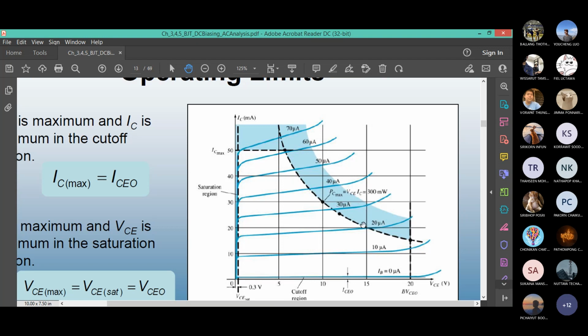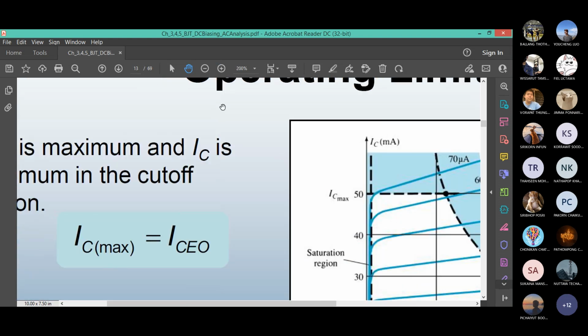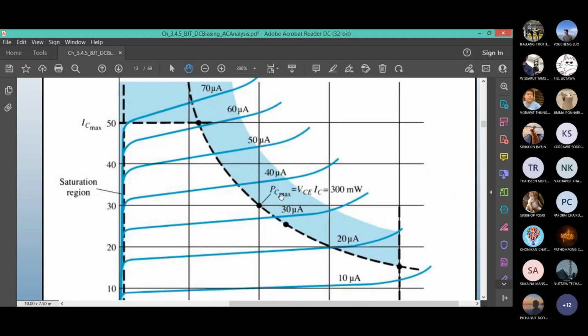The blue lines are different corresponding base current levels, but when you see the shaded black region, the boundary on the right-hand side, it means that at any point on that curve, you are having the maximum allowable power dissipation. PC max, the maximum power output in this case, is 300 milliwatt.